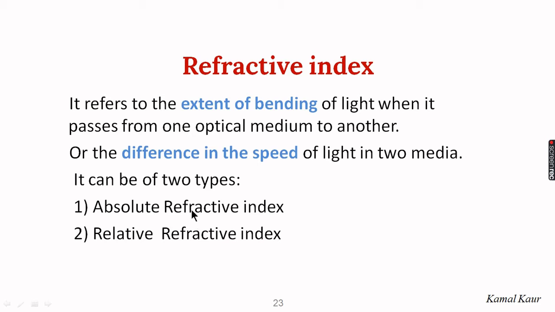Absolute refractive index is calculated when we compare a medium directly with the vacuum. It means if light traveling through vacuum enters a medium, let's say water, then how much is the difference in the speed of light in the media, or how much bending will occur in water, will give us the refractive index of water. Similarly, if light is entering from vacuum directly into glass, then the extent of bending in glass will give us the absolute refractive index of glass.